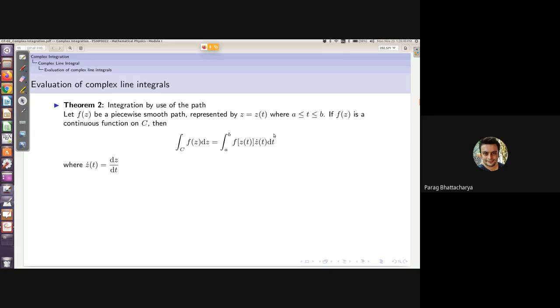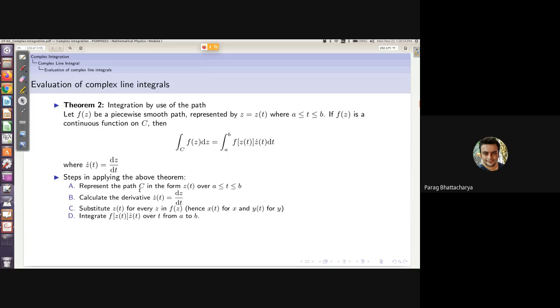Let us just do one problem. These are the steps. Represent the path C in the form z of t, for a less than or equal to t less than or equal to b. Then you calculate the derivative of z, which is already a function of t. Then wherever there is z in the function, you replace that with z of t, that is, write everything in terms of the parameter. Then you integrate that function, with z replaced with the parameter, multiplied with the derivative of z, from a to b.